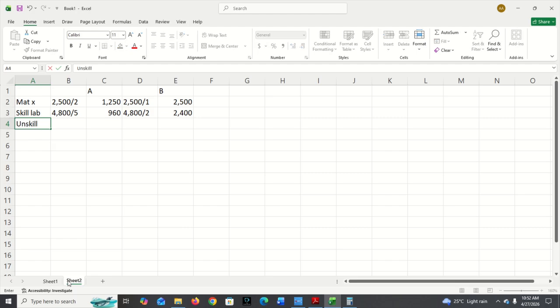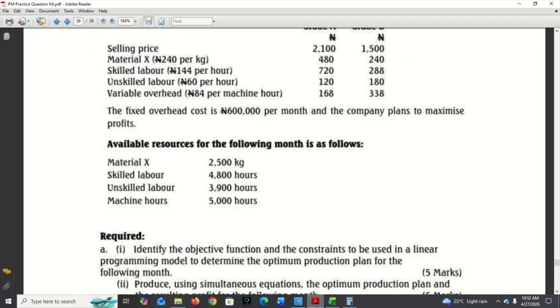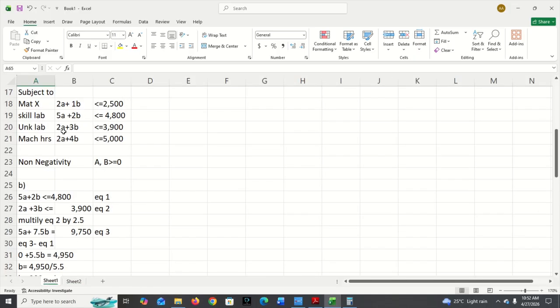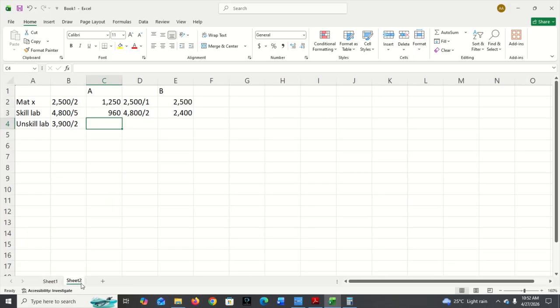Now for unskilled labor, it will be 3,900 divided by 2. Let's check it out here. This is 3,900, and for unskilled labor the coefficients are 2 and 3. So 3,900 divided by 2 will give us 1,950. And 3,900 divided by 3 will give us 1,300.